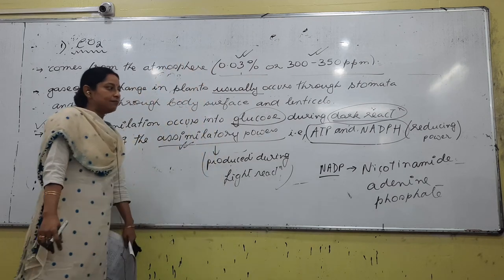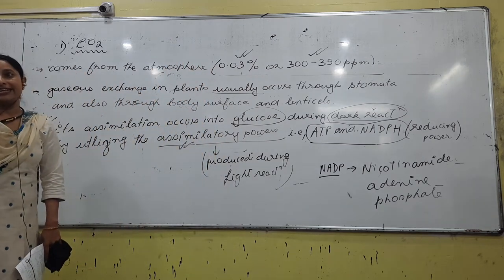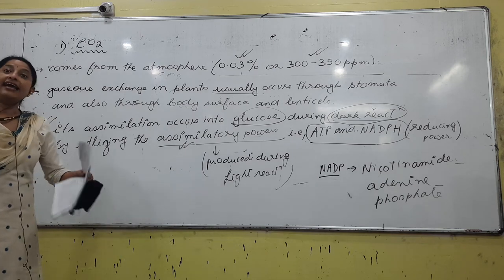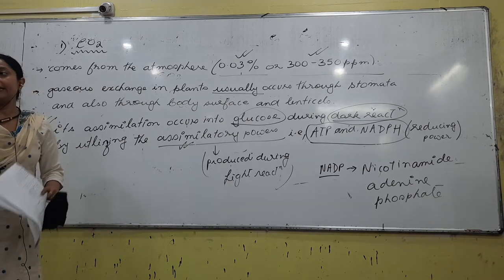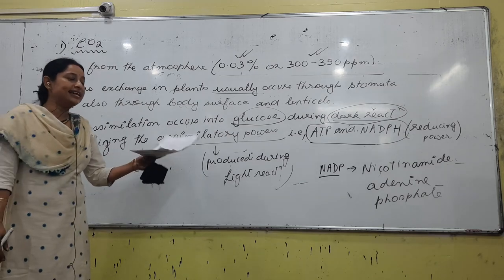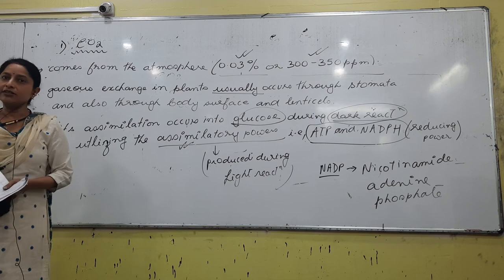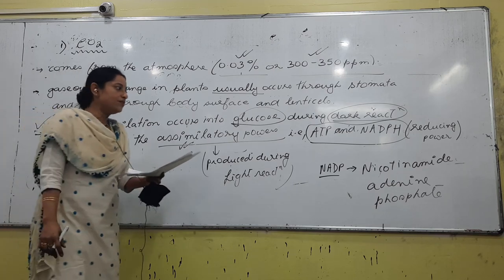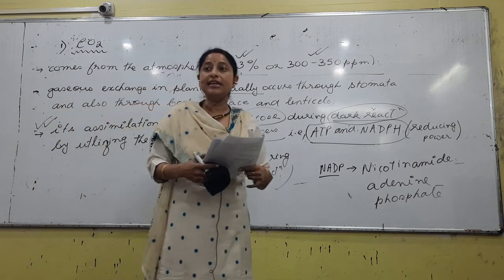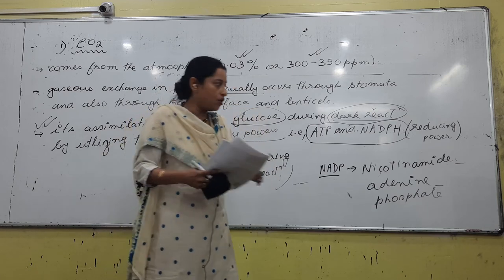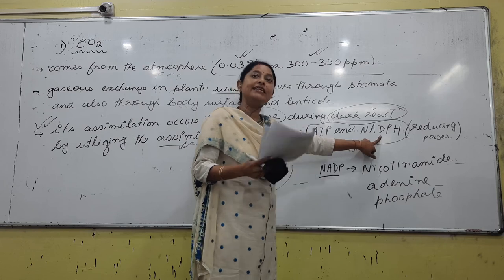NADP: nicotinamide adenine dinucleotide phosphate. NADPH2: nicotinamide adenine dinucleotide dihydrogen phosphate. NADPH: nicotinamide adenine dinucleotide hydrogen phosphate. Is the point understood? Right? So generally when we talk about the product of light reaction, we say NADPH or NADPH2.